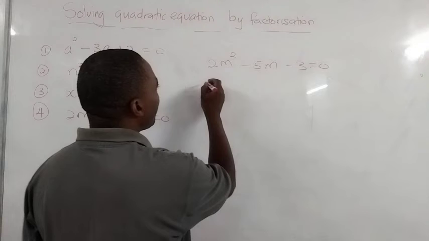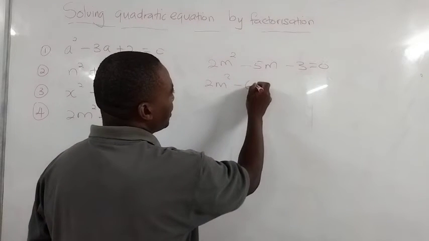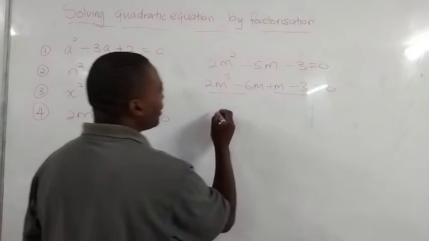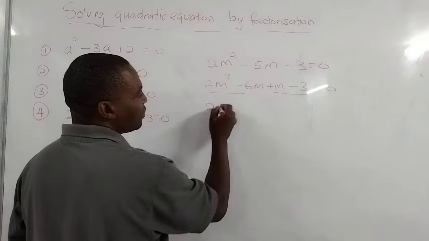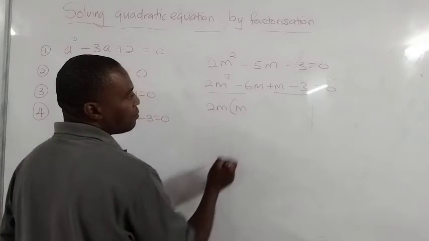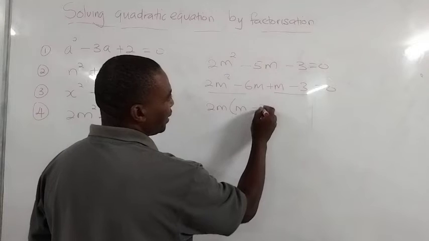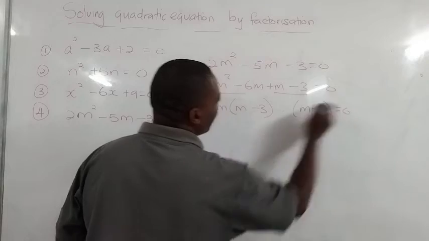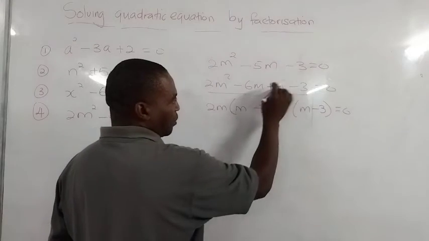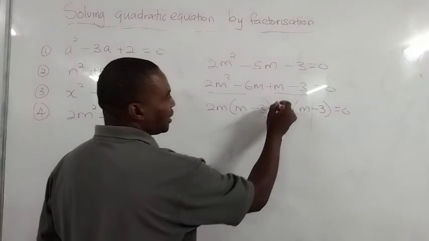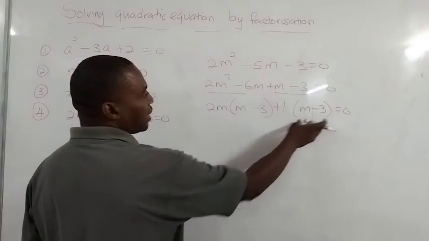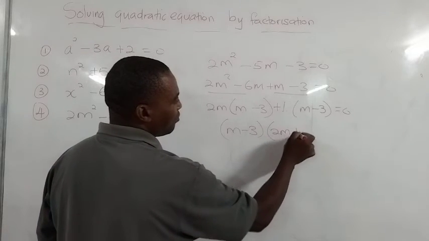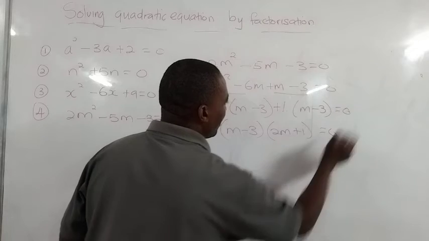Replace the middle term, that is 2m squared minus 6m plus m minus 3 is equal to 0. Factorize by grouping. For the first two terms, 2m is common. That means you remain with m, and then divide this by 2m, it's minus 3. And then whatever you are going to factor out, you must get m minus 3. So what you factor out on positive m to remain with positive m, that tells you it's positive 1. And then now you factor out the bracket, that is m minus 3, you remain with 2m plus 1 is equal to 0.